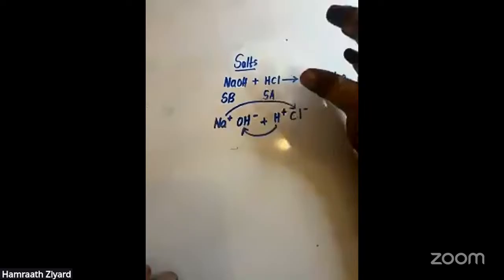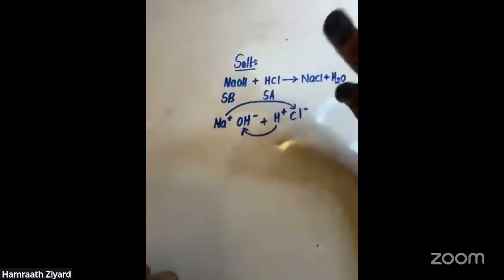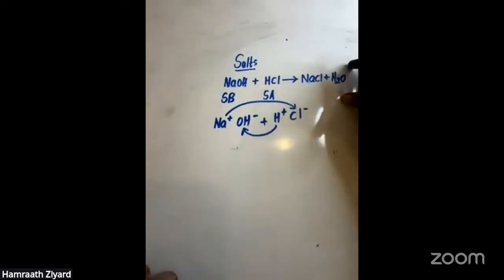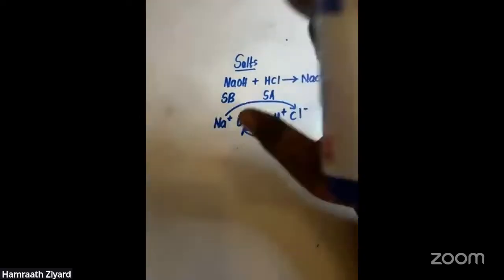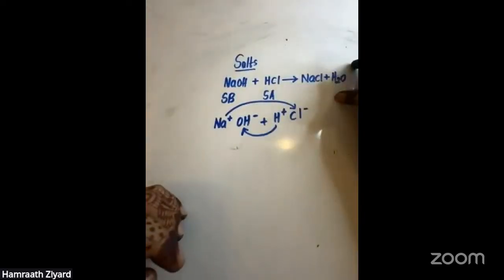So what you need to understand, if a strong acid and a strong base combine together, they will form salt plus water. So the combination of acid with bases will form salt plus water.